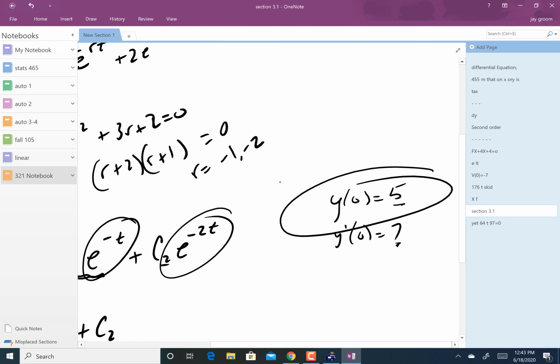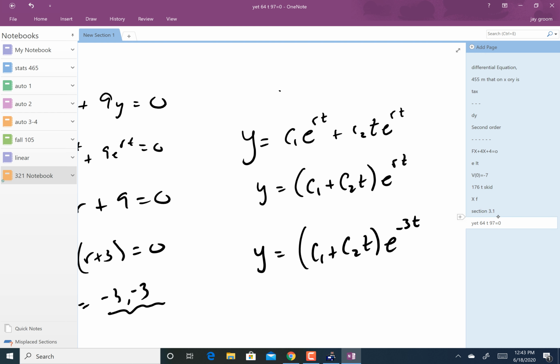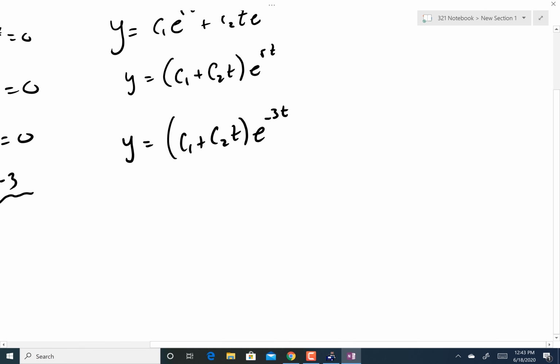So just be aware of that. That is how this comes about. I'll talk some more about it later on. There it is. So if you told me that y of 0 was 10, y prime of 0 was negative 2, let's plug it in. At 0, this piece cancels out, this piece goes to 1, and you get C1 is 10.